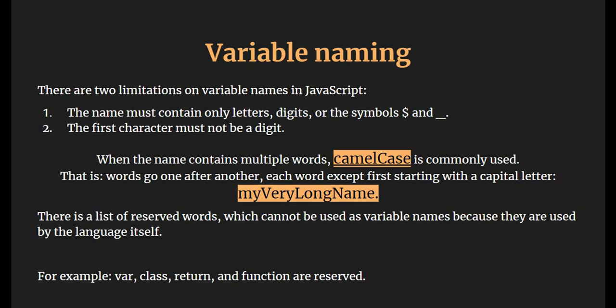So there is a list of reserved words which cannot be used as variable names. Yes, there are a few JavaScript reserved words, and many things are reserved words. We cannot use those reserved words for our variable names, right? For example, var, class, return and function are already reserved. You cannot use these as your variable names.